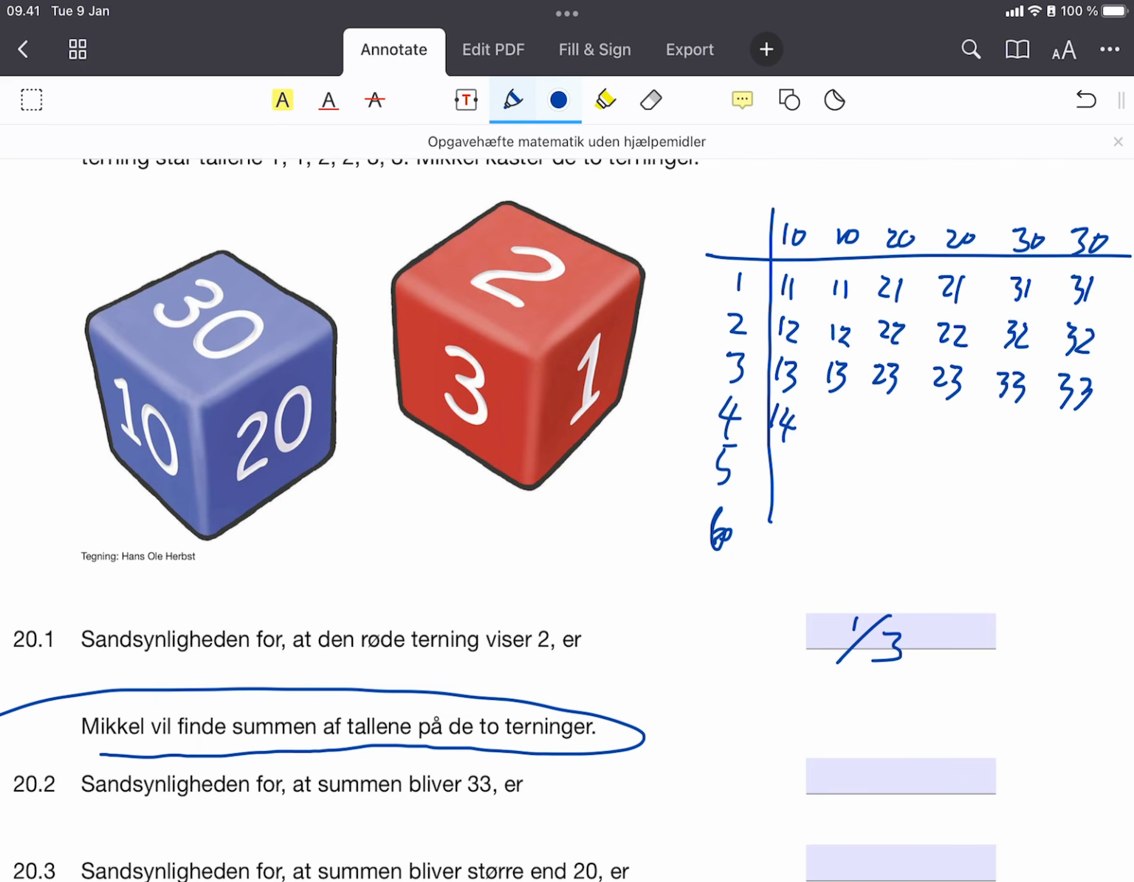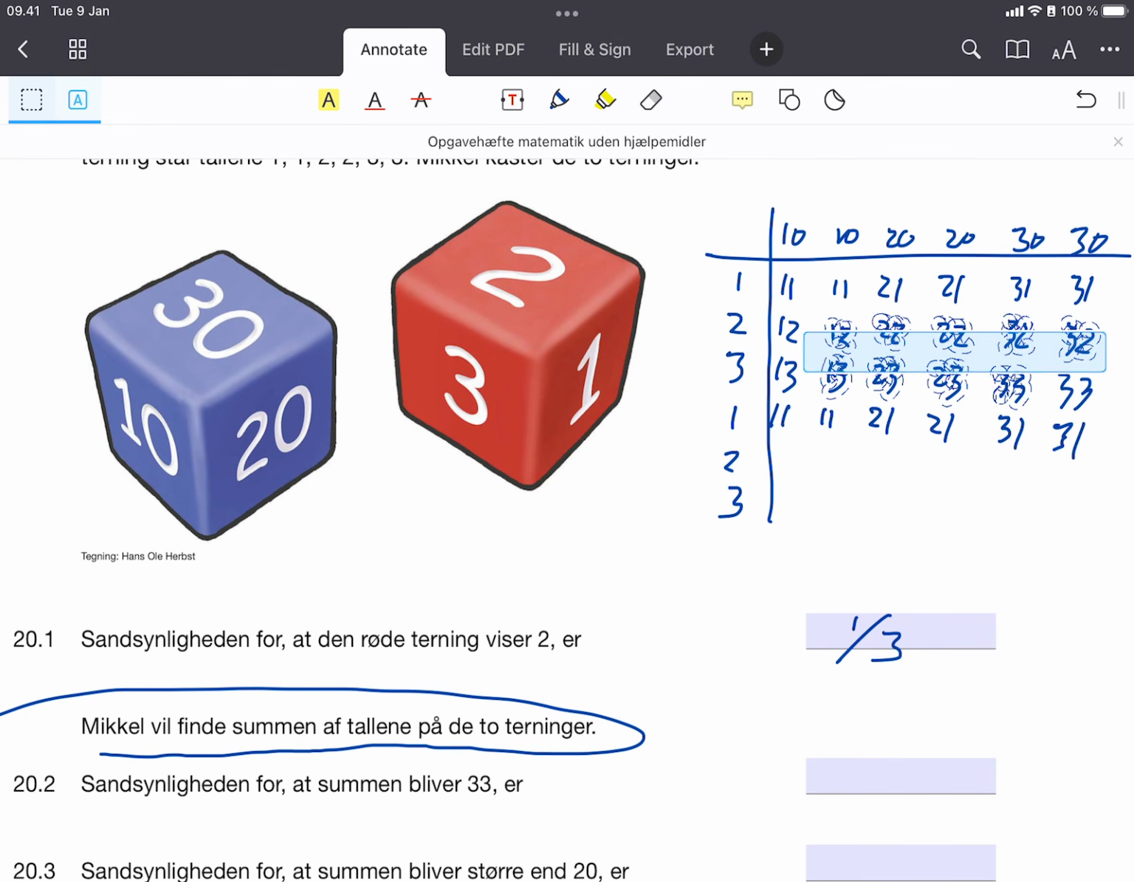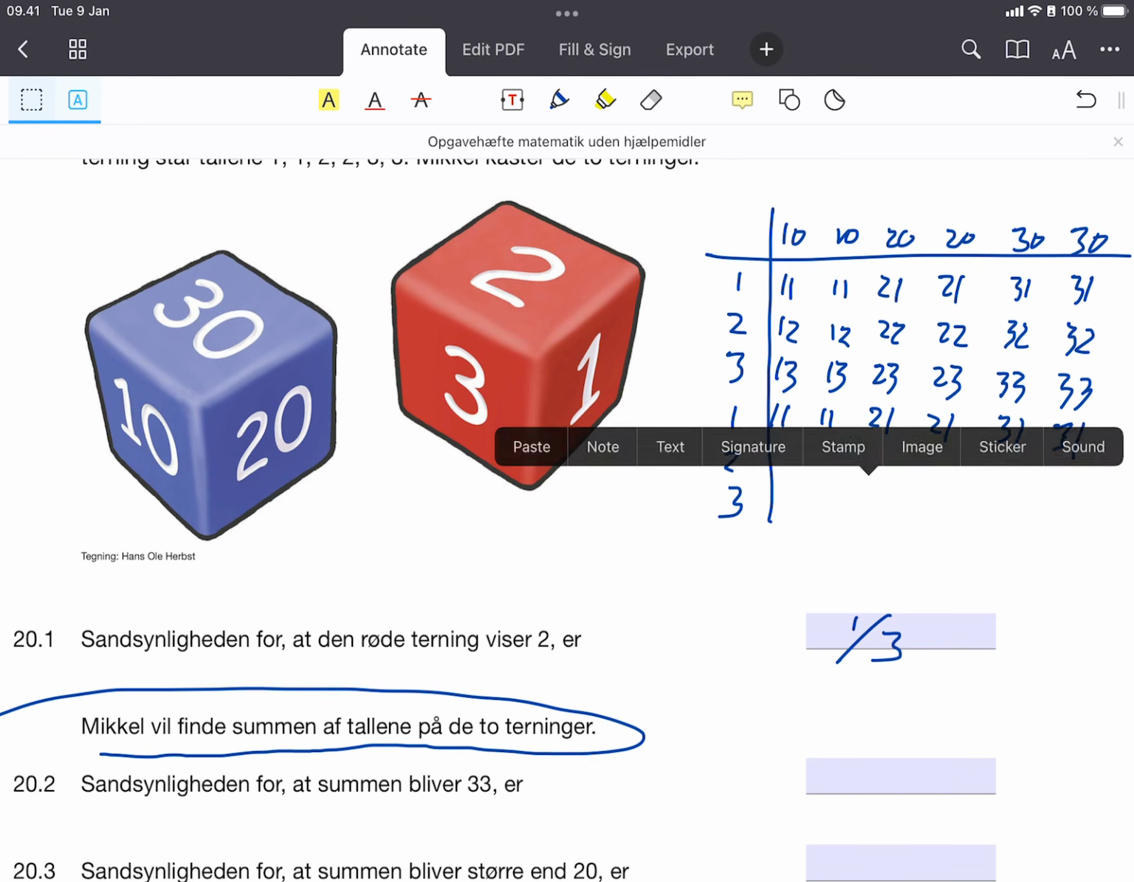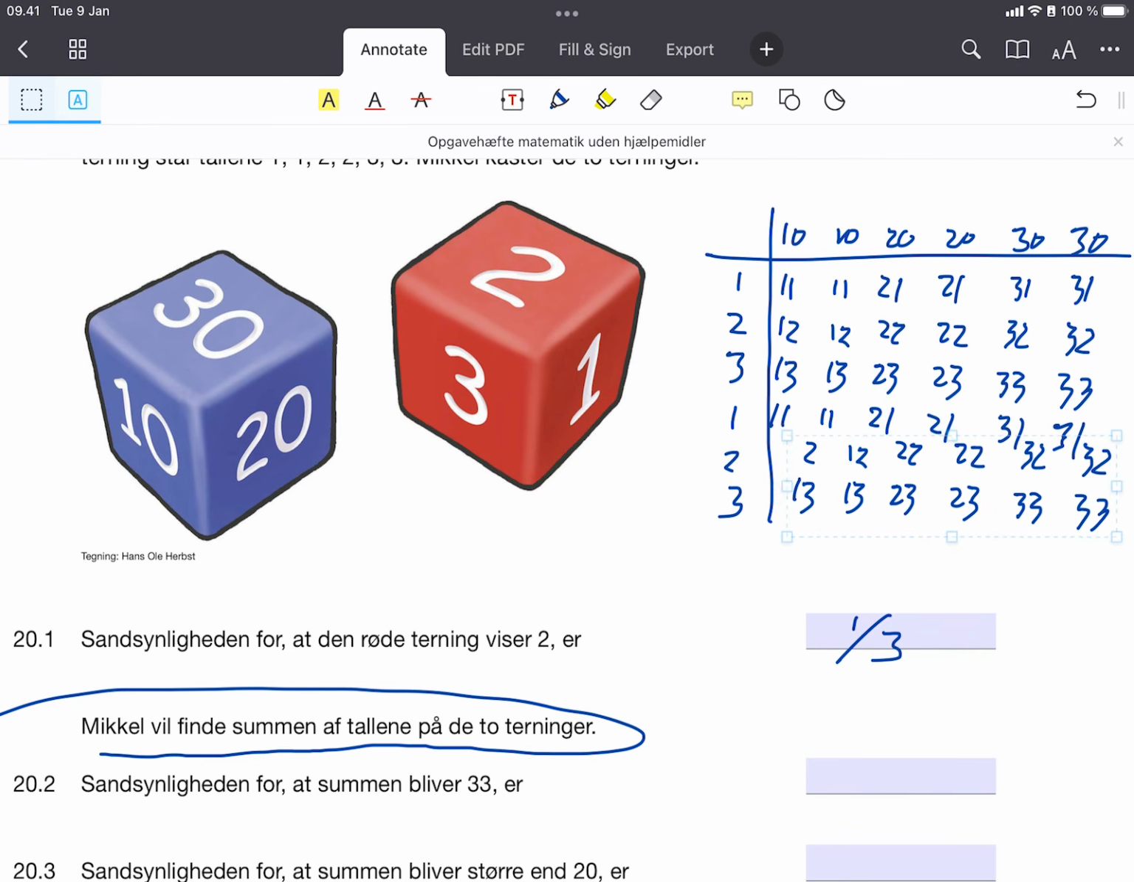14. I've just made a stupid mistake, haven't I? Because it doesn't go 1, 2, 3, 4, 5, 6. It goes 1, 2, 3 again. So let's delete that. Okay, so we're going 1, 2, 3. So that's 11, 11, 21, 21, 31, 31. In fact, that's just the same as the ones we calculated before, isn't it? So I'll just quickly copy those and paste.